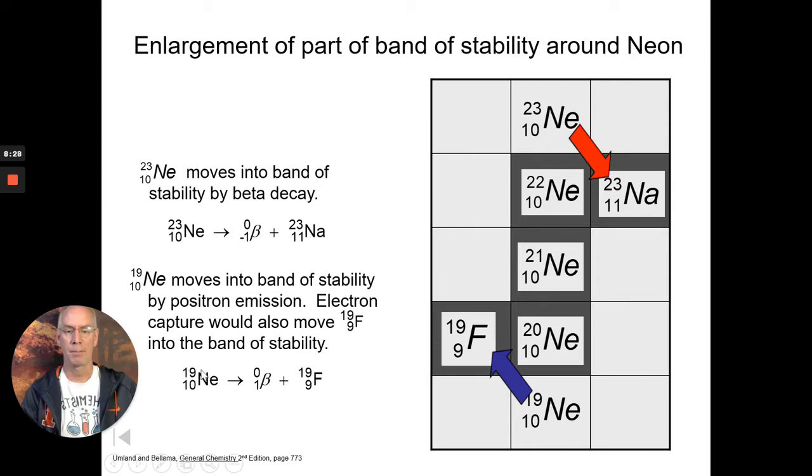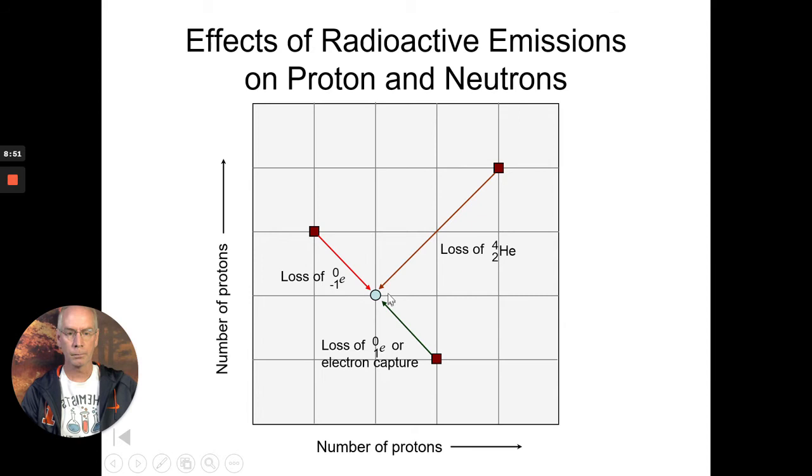And now we add this up. 19, 0 plus 19. On the bottom, 10 is equal to 1 plus 9. So element 9 is fluorine. So neon-19 emits a positron to become fluorine-19 and joins the band of stability. That's what it's all about. That's why nature's doing this, to have the right proton to neutron ratio.